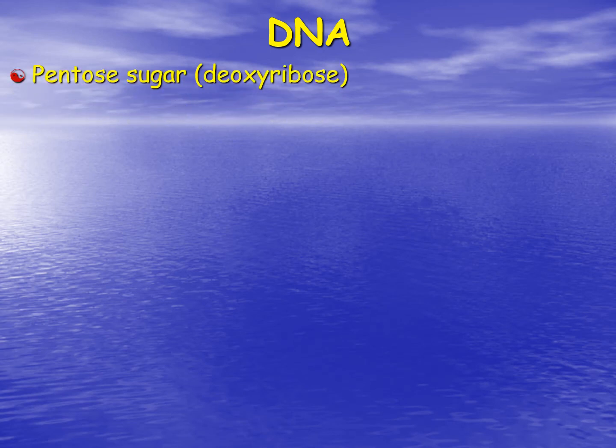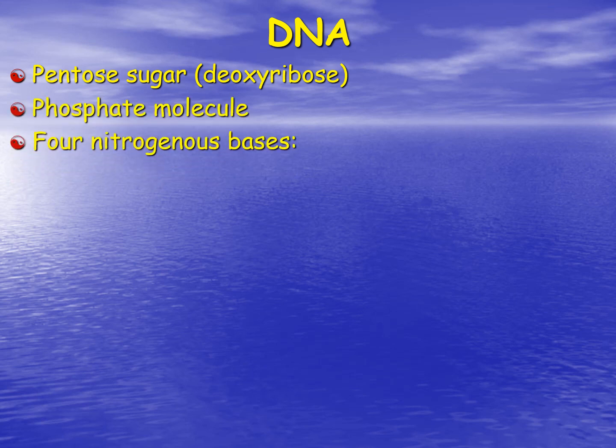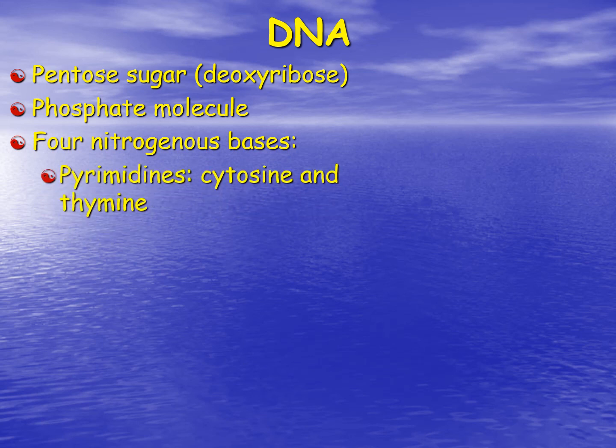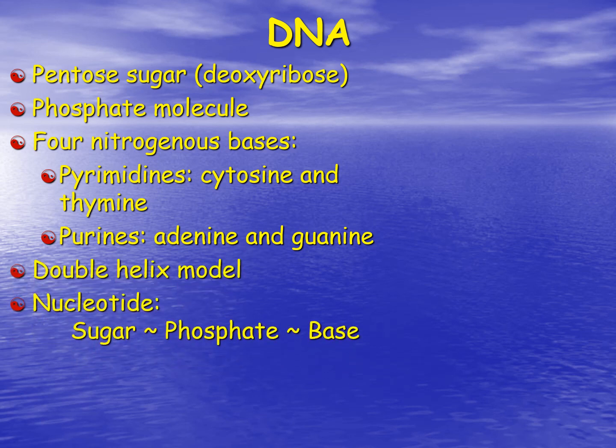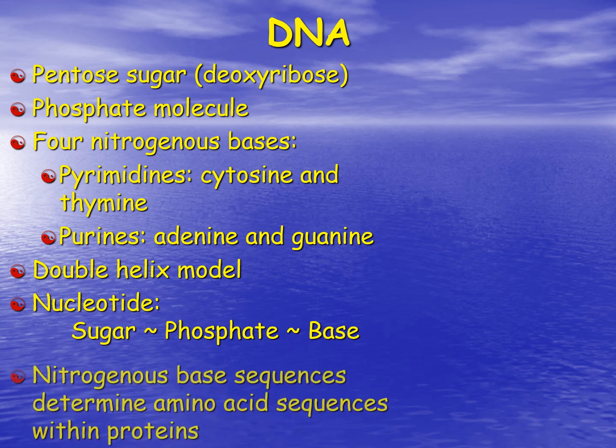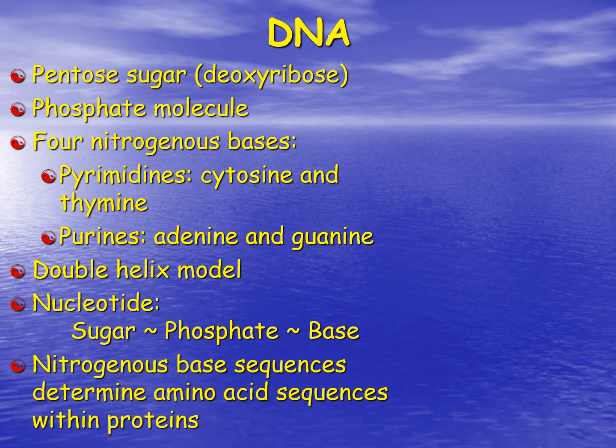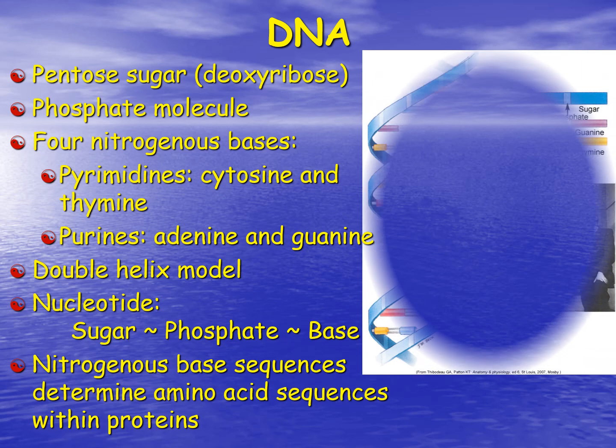DNA is made up of a polynucleotide chain. Each nucleotide is made up of a pentose sugar, which is deoxyribose, a phosphate molecule, and one of 4 nitrogenous bases. And hopefully this is mostly review. The pyrimidines, cytosine and thymine, and the purines, adenine and guanine. Who pairs with whom across the double helix? Well, we'll find that the nitrogenous base sequence will determine the amino acid sequence within proteins during protein synthesis.